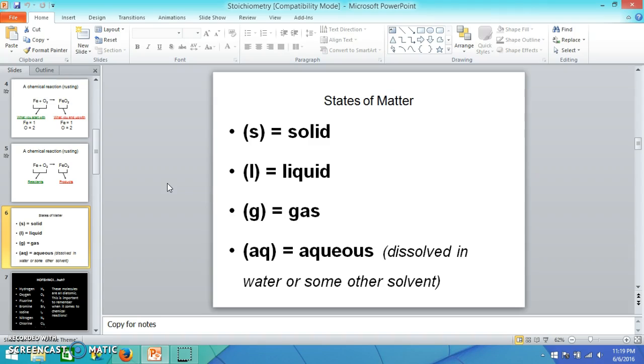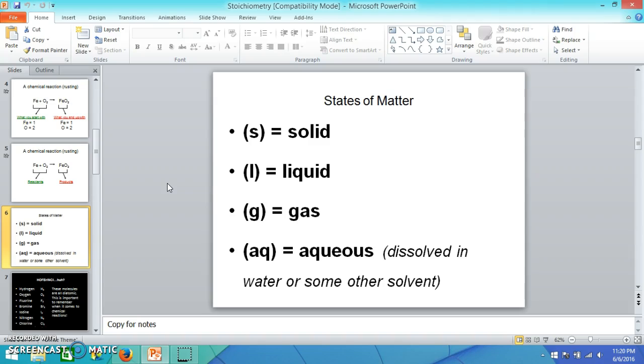hey, is my product going to be a gas? Because if it is a gas, and I just have it sitting out in the open, well, that gas is just going to, of course, move into the atmosphere and dissipate. But if I want to collect a gas, I need to be prepared to set up that reaction so that I can capture that gas. So it's just nice to know.